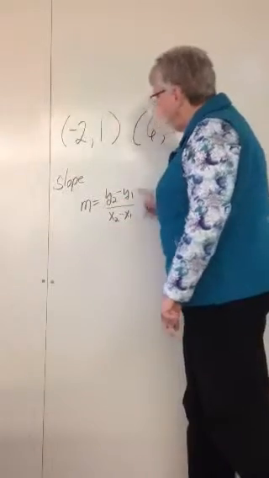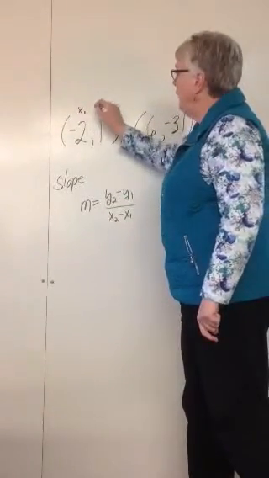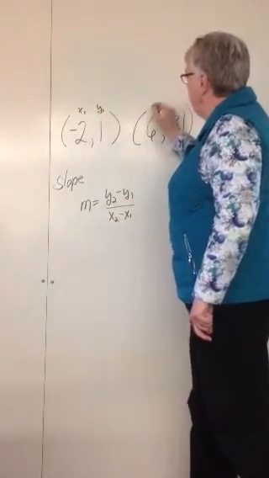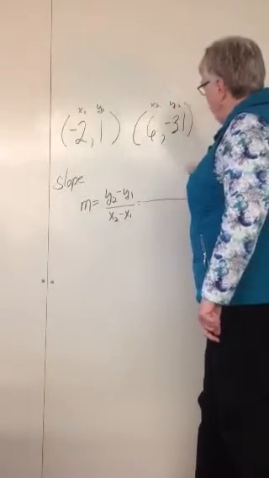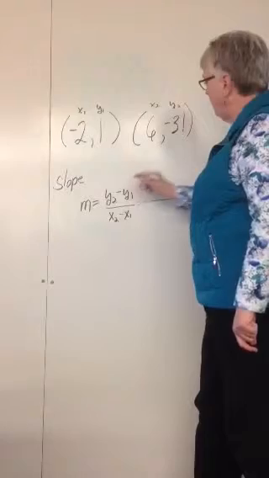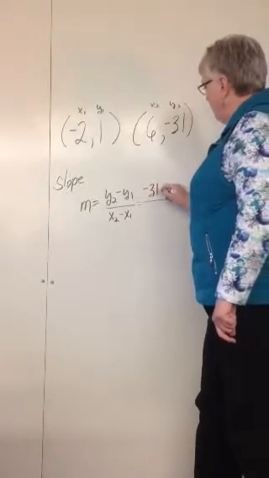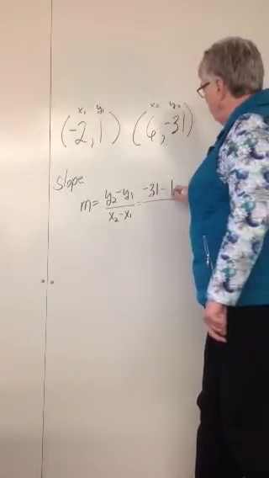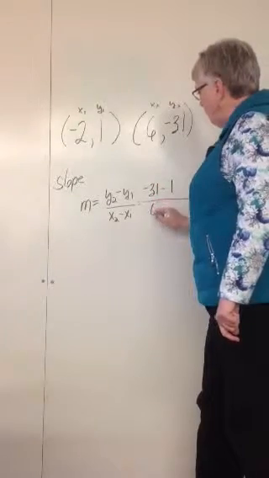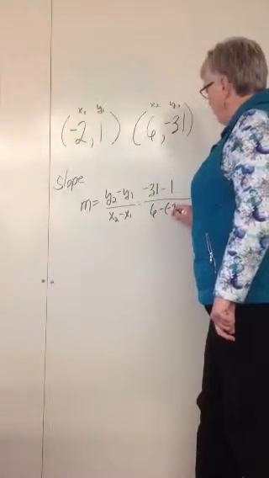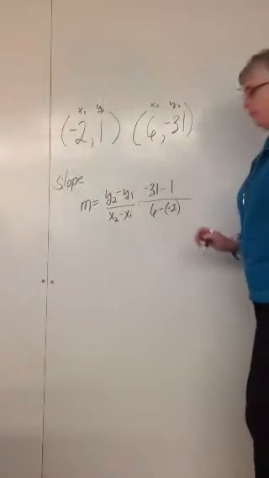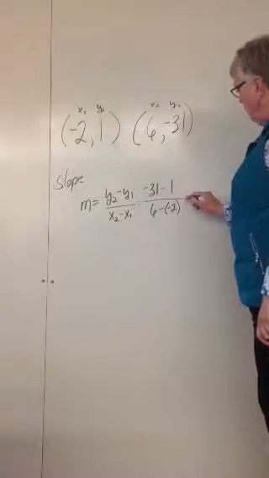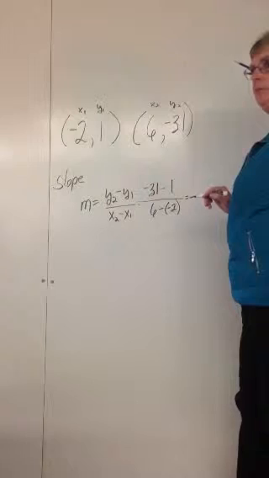Now, here's our formula. I'm going to let this one be x1, y1, x2, y2. And then if I substitute in, I'll put the y2, that one goes first, minus my y1, then my x2 minus my x1. And I should see this on your paper. Well, what's the numerator going to reduce to?